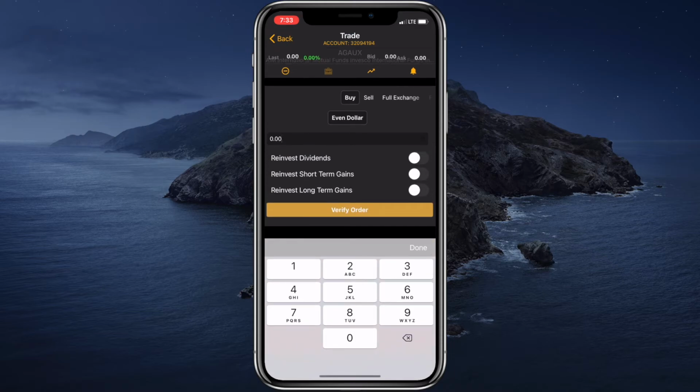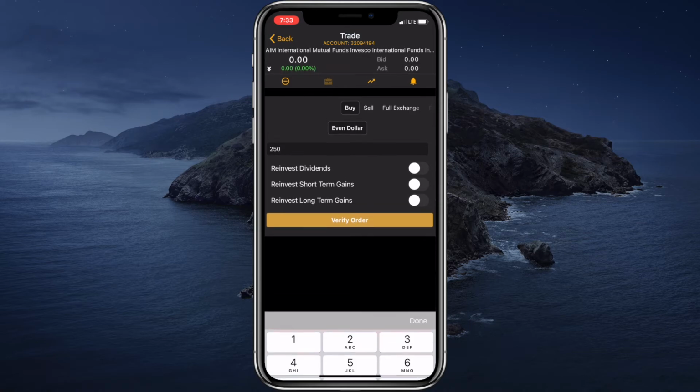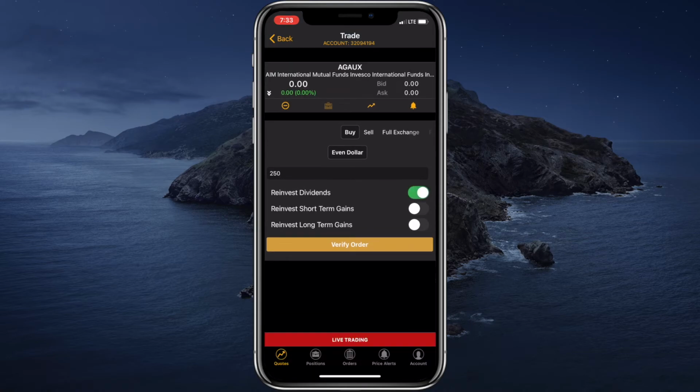Let's go with $250. When it comes to dividends, we're going to reinvest them. We're also going to reinvest short-term gains. But as far as long-term gains, if the fund sells some long-term holdings and realizes a nice profit, let's make sure they distribute it right back to us.